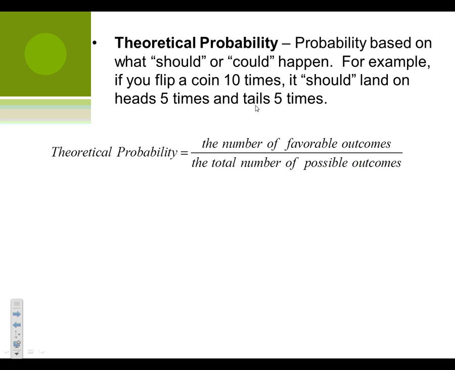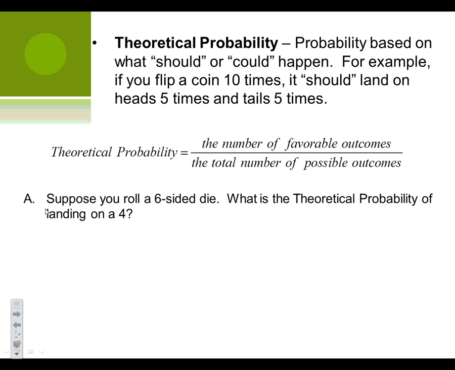So when you go back to flipping the coin, if I asked what's the probability of getting heads, you would have one side that is heads out of a possible two, heads or tails, so it would be 1 out of 2. Let's talk about rolling a die. If you have a six-sided die, what is the theoretical probability of landing on a 4? On a six-sided die, you have the numbers 1 through 6. How many of them are 4? One. And how many different options? Six. So it would be 1 out of 6.